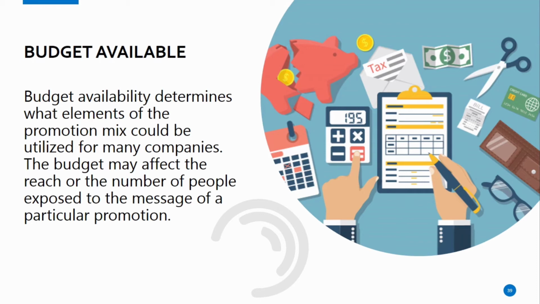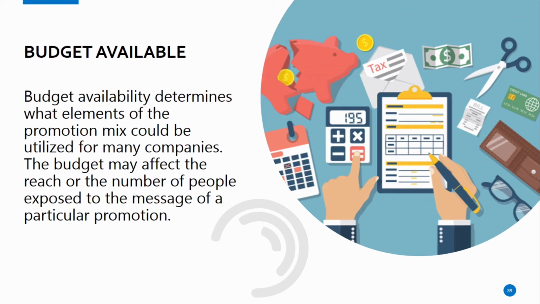The budget may affect the reach or the number of people exposed to the message of a particular promotion. So, budget is a vital aspect in the promotion mix since this is where the company will get the needed funds in promoting their products or services. Therefore, big companies may come up with different ways in reaching their target markets with their promotional budgets. For example, Jollibee and Coca-Cola advertise their products on TV, radio, and printed materials, hence they are able to reach a huge scope of people and their potential and loyal customers.